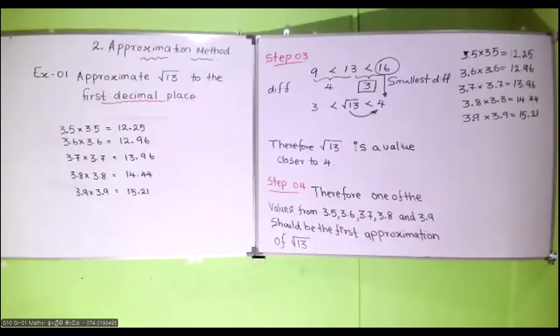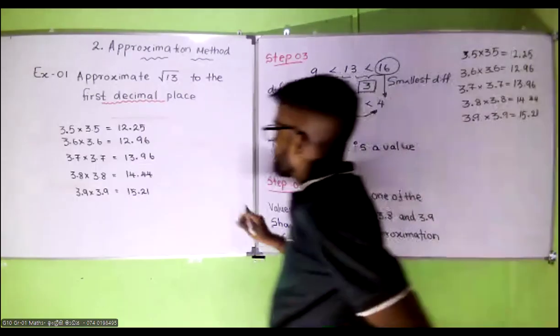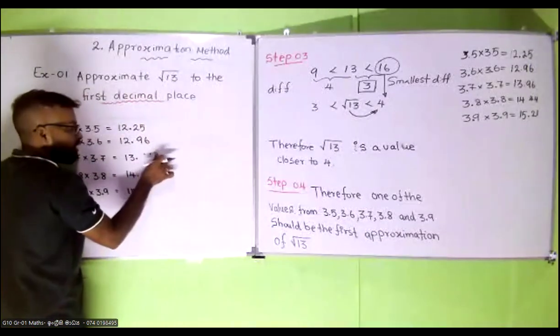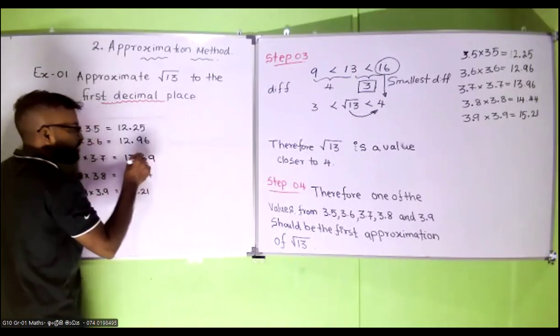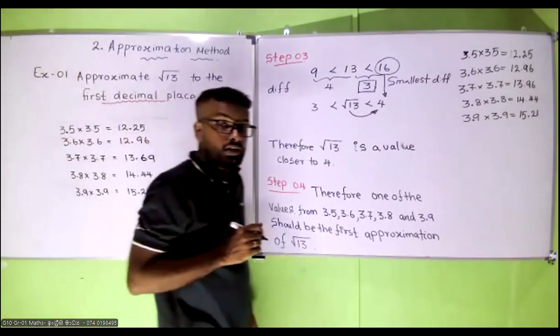3.7 into 3.7 is 13.69. The 3.7 into 3.7 would be 13.69, right? He has sent me the answer correctly, but I have written it the other way. Thank you, Devi. So this is 13.69.